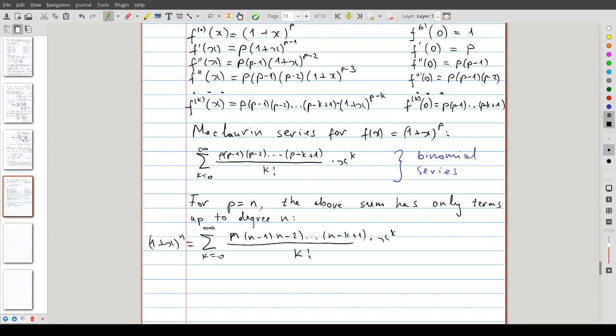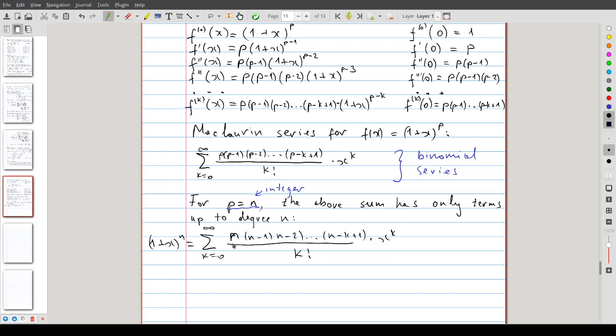So when p is a positive integer, then this is a finite sum. This is just a polynomial. And so that is why the right-hand side, this infinite sum, will only have terms up to degree n. This being a polynomial of degree n, you cannot have higher degrees in the right-hand side.